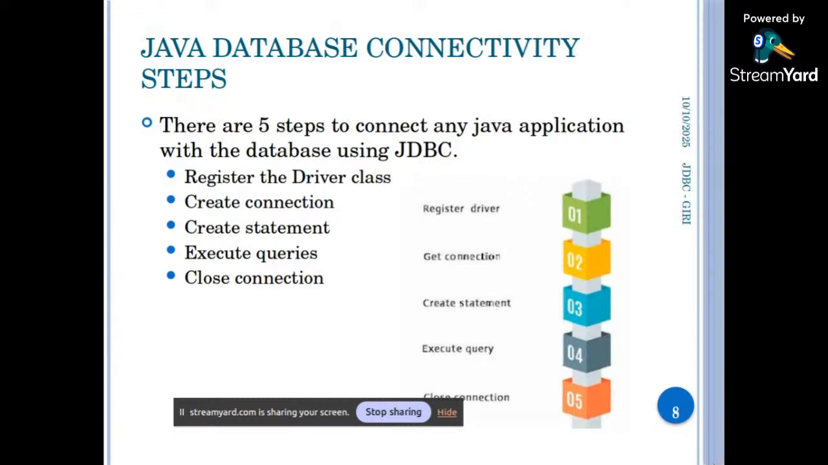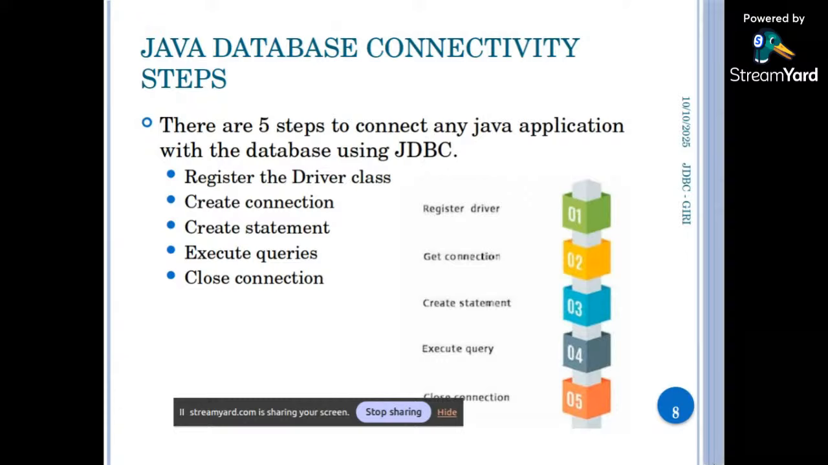Is it clear? Similarly, in a file, we'll be opening a file, then adding my content to my file, then closing my file. The same way here, we are going to create a connection. Based on that connection, we are going to create a statement. For this statement, we are going to execute my query. Once the query has been executed, I'll be closing my connection. So these are the 5 steps we use to connect a Java application to a MySQL database.